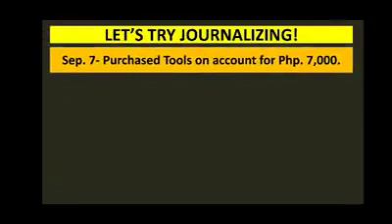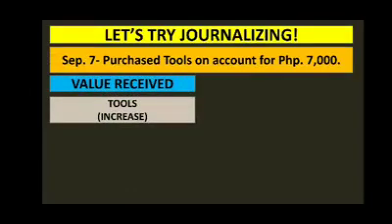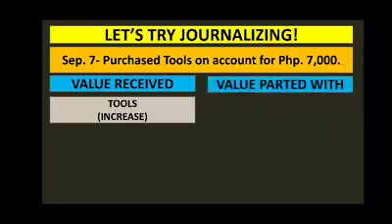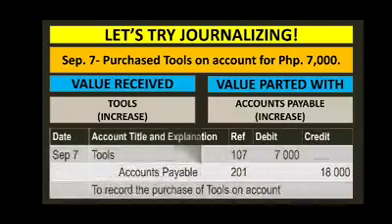September 7, purchase tools on account for 7,000. So, ano yung na-receive ng company or ng business? Yung tools, which is an asset. And then, anong kapalit ng tools? Of course, on account. Pag on account, meaning inutang mo, hindi mo pa binabayaran. So, meron kang accounts payable or utang. So, debit tools 7,000, credit accounts payable. That should be 7,000. Hindi ko na-edit, sorry. So, credit accounts payable, 7,000 dapat yan. To record the purchase of tools on account.